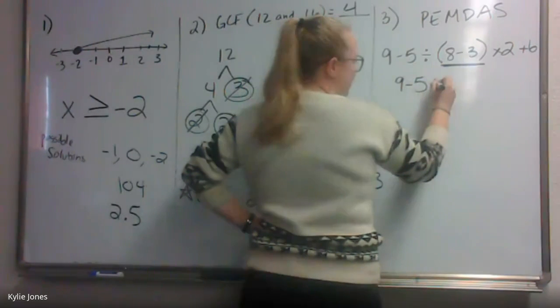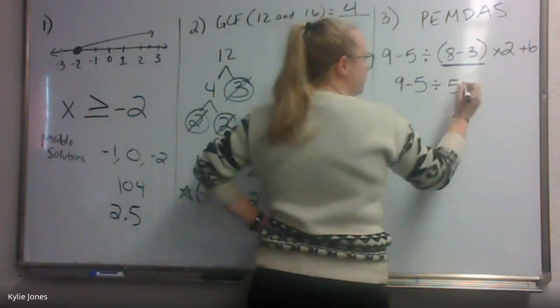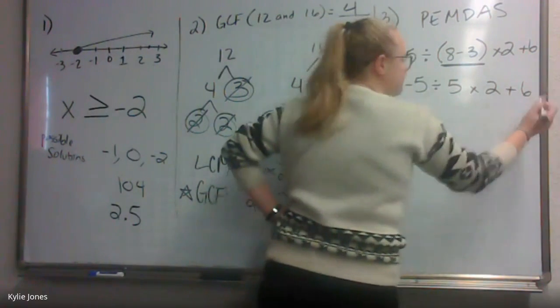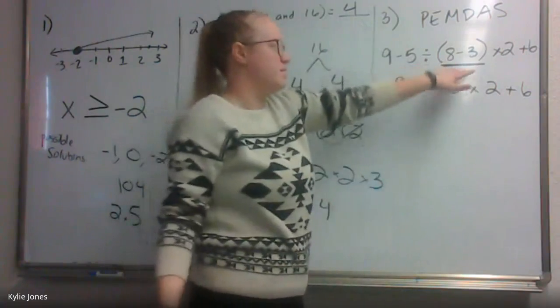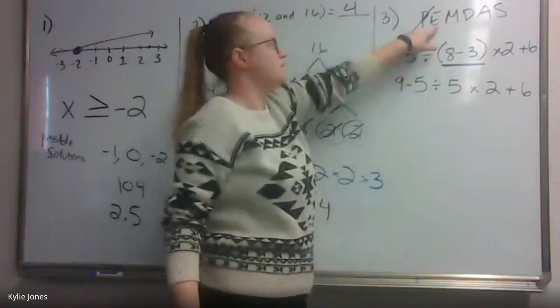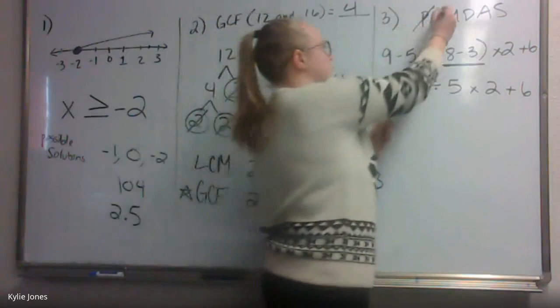9 minus 5 divided by 8 minus 3 is 5. And then we have times 2 plus 6. So we just replace our 8 minus 3 with 5. Good. So we've done parentheses. Do we see any exponents? No, no exponents.